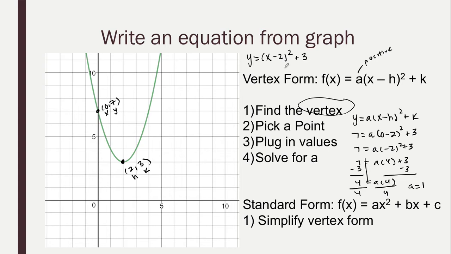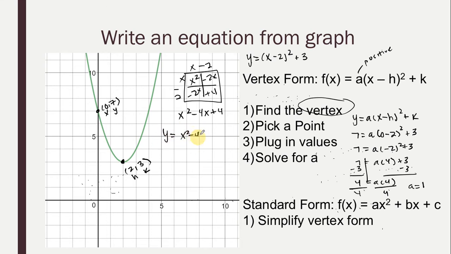Now how do I go from vertex form back to standard form? I need to simplify this. So x minus 2 squared first. Remember, x minus 2 squared is x minus 2 times x minus 2. So x squared, negative 2x, positive 4. So x squared minus 4x plus 4. So that will give me y equals x squared minus 4x plus 4 plus 3. Combine like terms. Y equals x squared minus 4x plus 7.